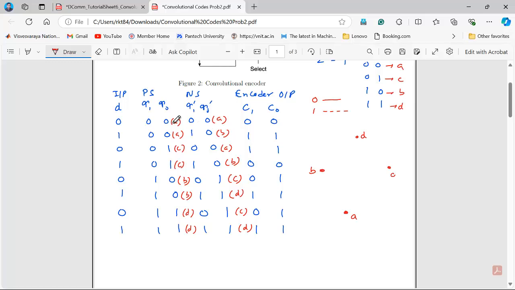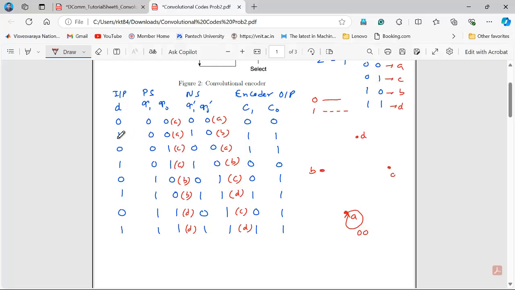So at state A, when input is 0, you are going to A itself. When input is 0, we consider the solid line, so we represent it with a solid line. We go from A to A at 0, so I represent it by a solid line. At that time, what is the output? 0 0. So I write here 0 0.